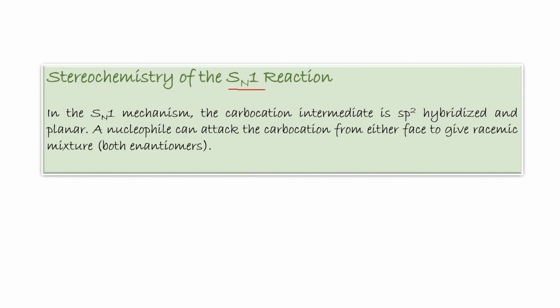Stereochemistry of the SN1 reaction. In the SN1 reaction mechanism, the carbocation intermediate is sp2 hybridized, which means that it is planar, and the nucleophile can attack the carbocation from either face to give a racemic mixture, both enantiomers. So if you have one stereogenic center in the molecule and you get an sp2 planar intermediate with enantiotopic faces, we will see that in this slide.